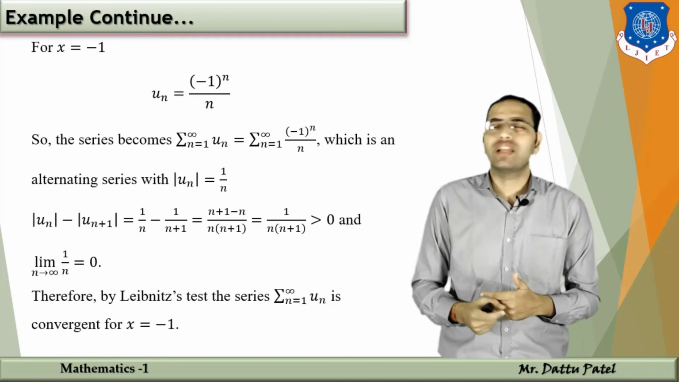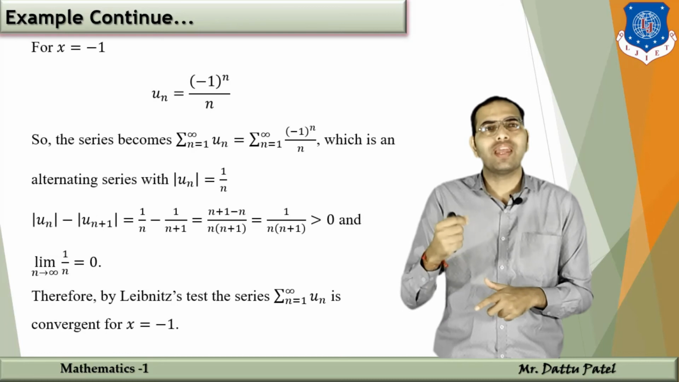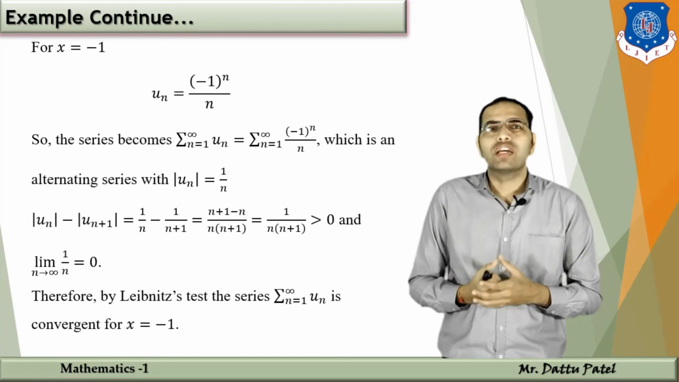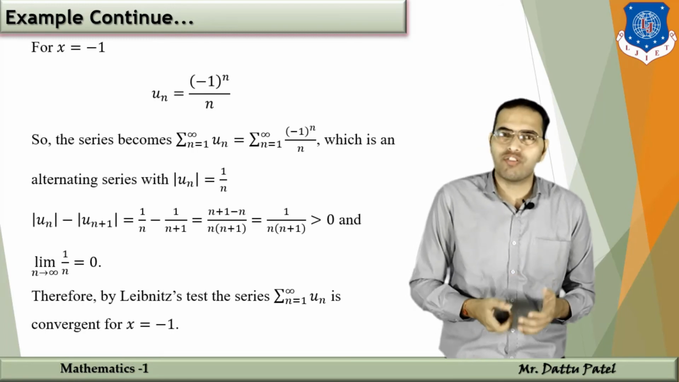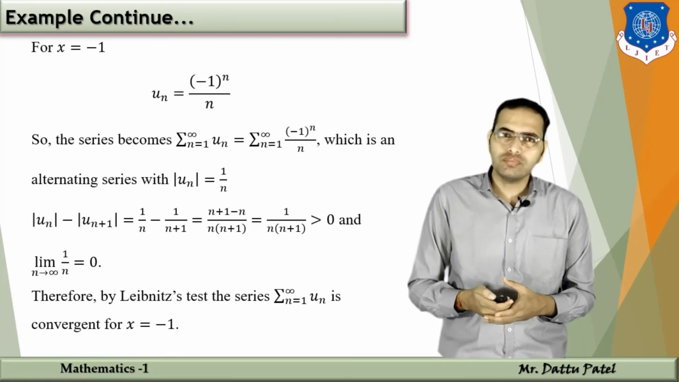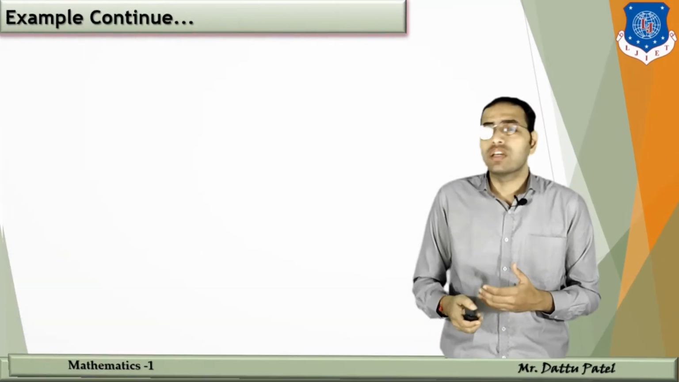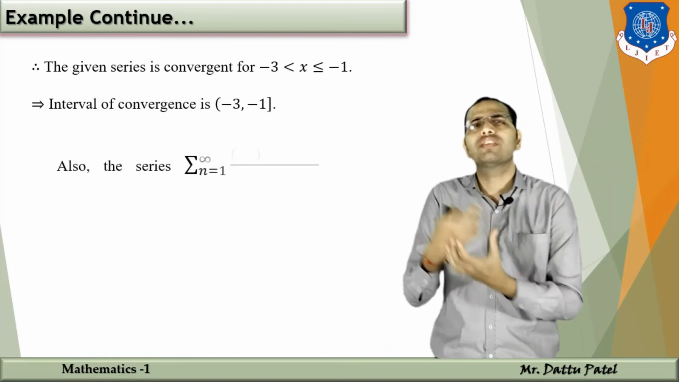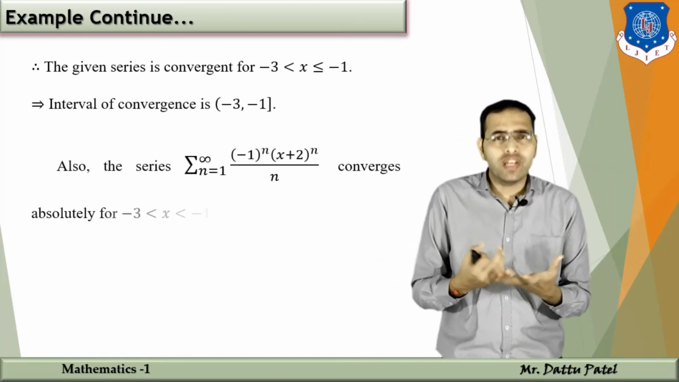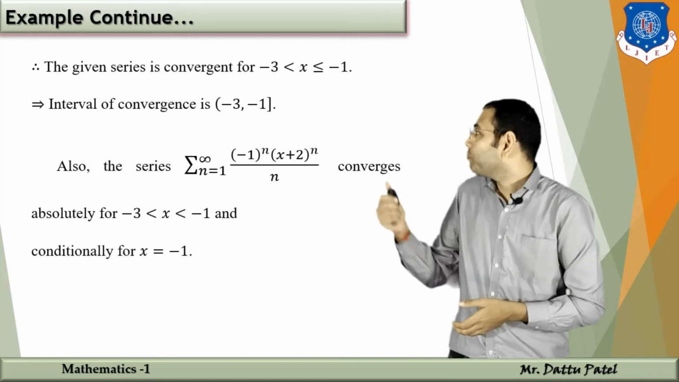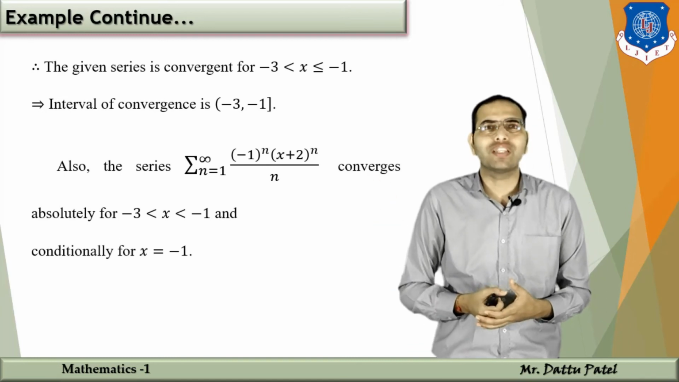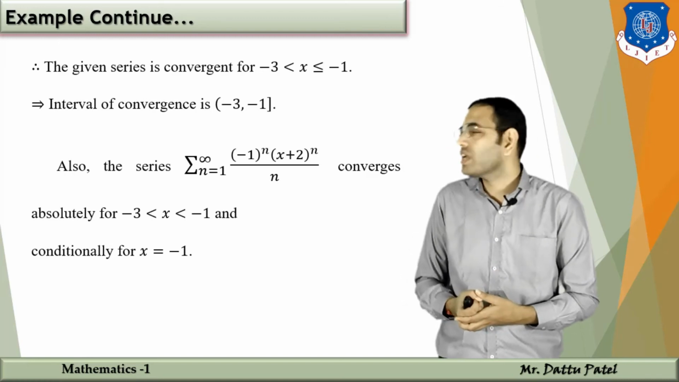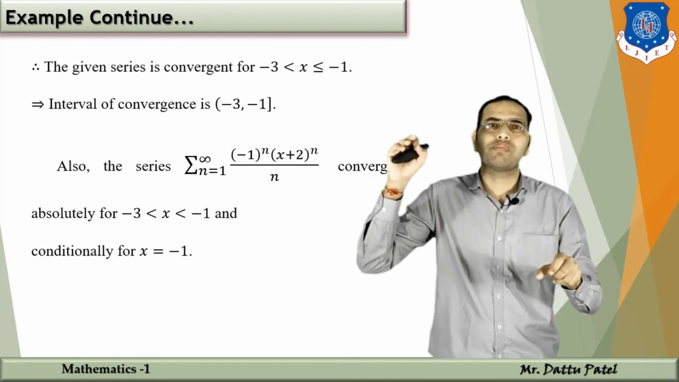Now secondly, limit n tends to infinity of mod of u_n: as n goes to infinity, it becomes 0. Then according to the Leibniz test, we can say that the given series sigma u_n is convergent for x equal to -1. Now let's see the basic summary of the example: in which range the given series is convergent, in which range it is divergent, or the interval of convergence. Here, for -3 less than x less than or equal to -1, the given series is convergent. That means the interval of convergence is open bracket -3 to closed bracket -1.